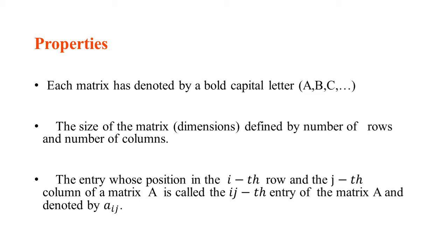The third one: the entry whose position is in the ith row and the jth column of a matrix A is called the ijth entry of the matrix A, and it is denoted by aij. So if we want to find the entry aij, we have to look at the ith row and the jth column. The intersection of the ith row and the jth column gives you aij.